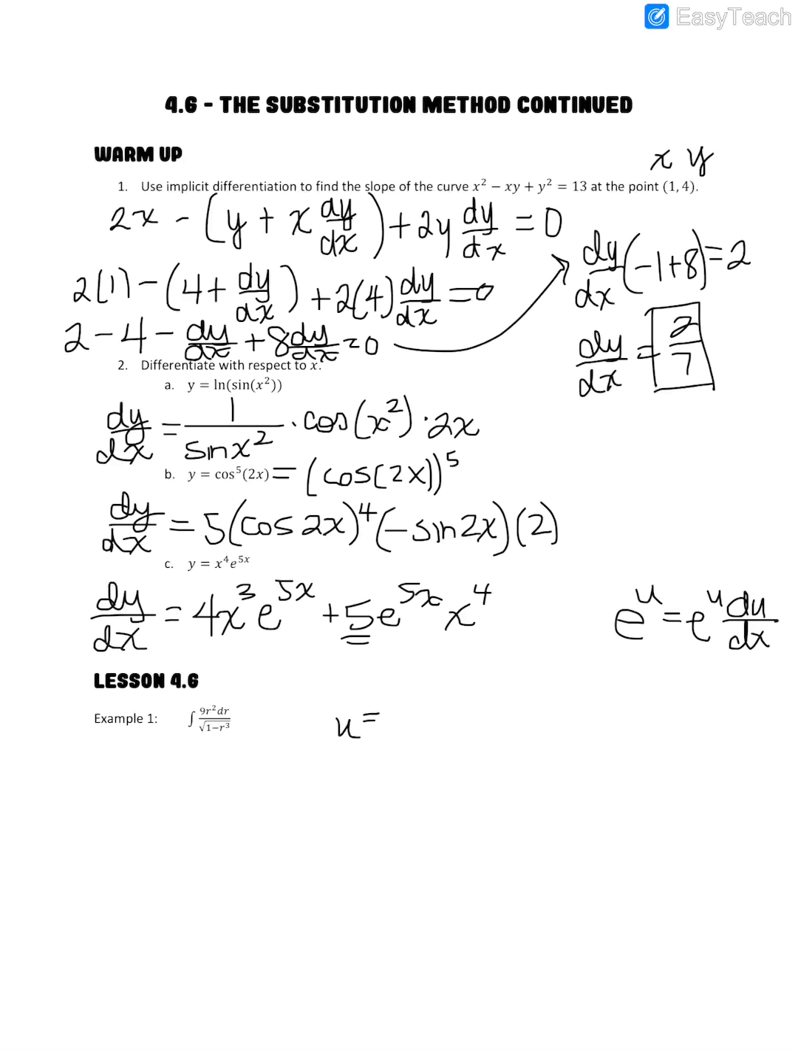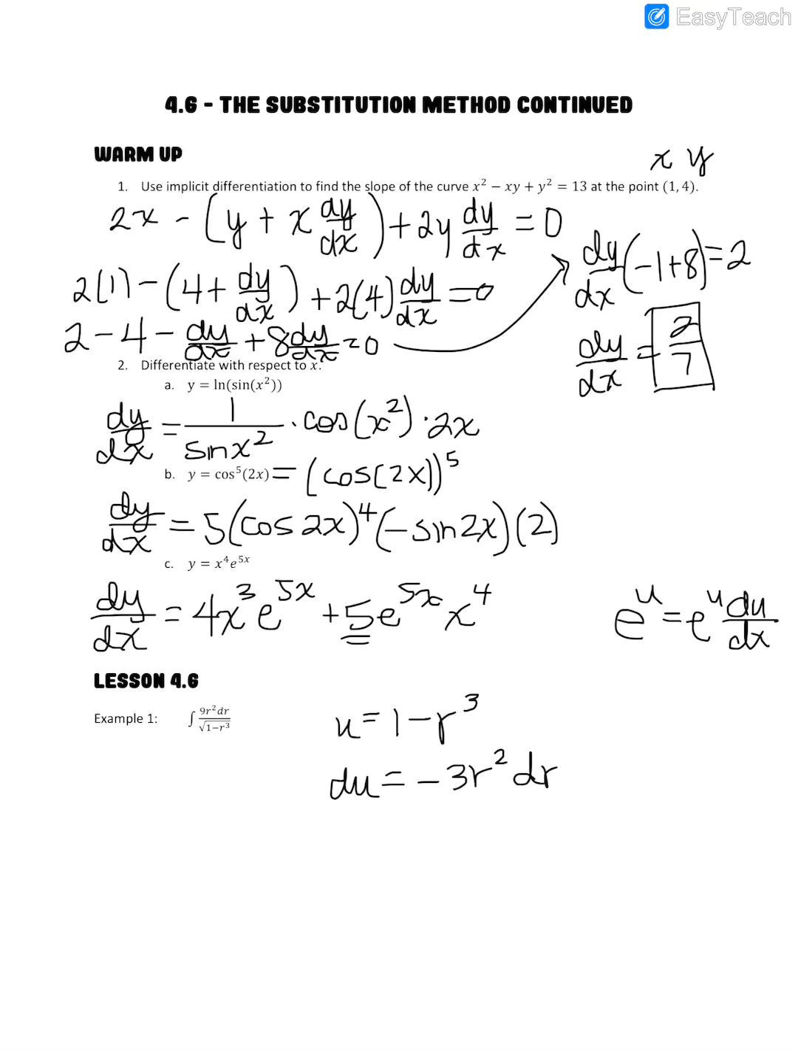So my u, I want to make it 1 minus r cubed. Notice I dropped the square root. The square root is going to make stuff super complicated when I do the derivative. So I just want that 1 minus r cubed. My du is going to be negative 3r squared dr.